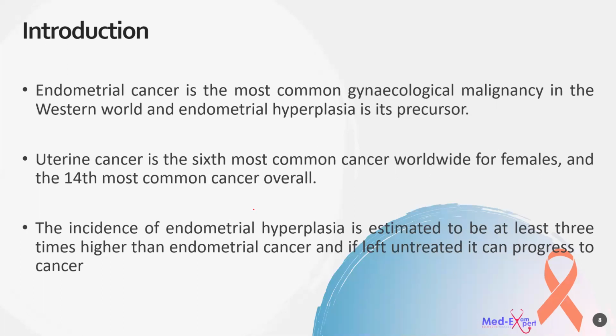And of course, because of the increased incidence of its risk factors, which will be addressed in the coming points, the endometrial cancer incidence is increased. So we have to manage these cases of endometrial hyperplasia very carefully and very early to avoid progression into endometrial cancer. The incidence of endometrial hyperplasia is about 3 times higher than endometrial cancer. And of course, if left untreated, it can progress to cancer.